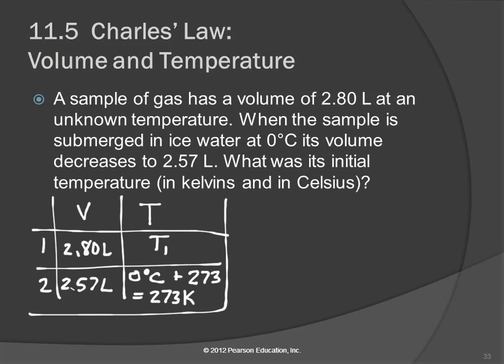So we have two columns here, two variables. We have volume and temperature. So we want the equation that uses volume and temperature. We can't use Boyle's law because that has pressure in it. So we're going to have this one, V1 over T1 equals V2 over T2. And we're solving for T1.